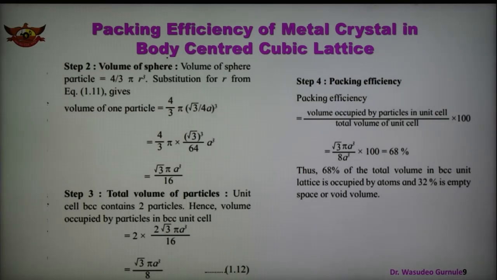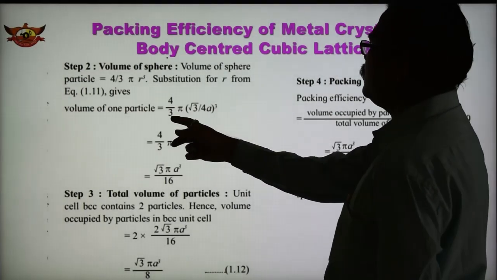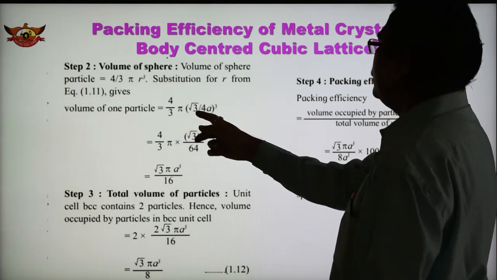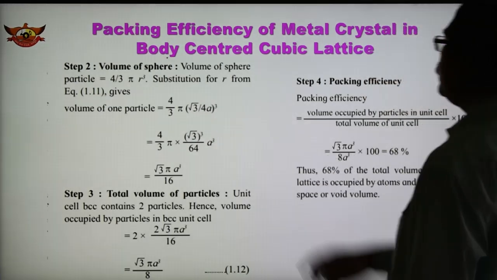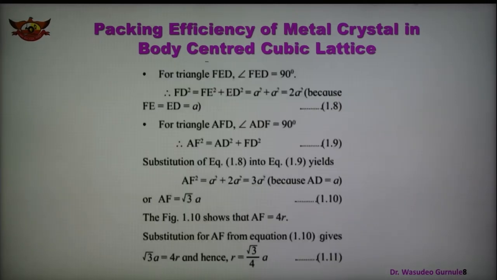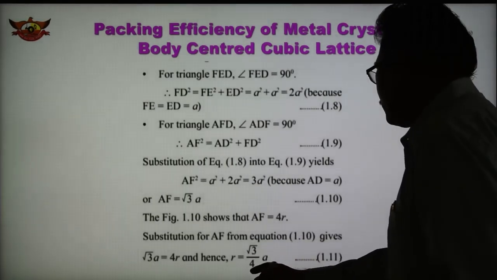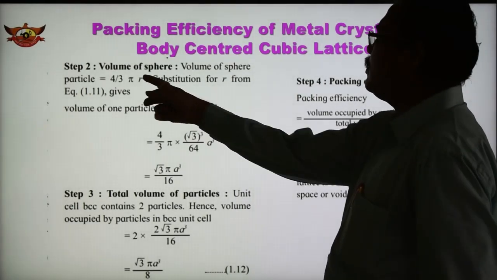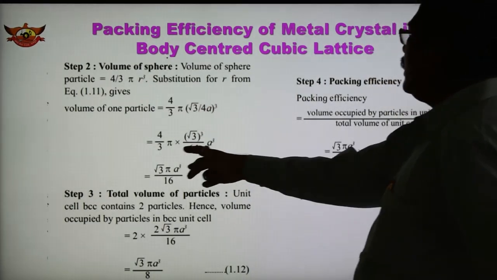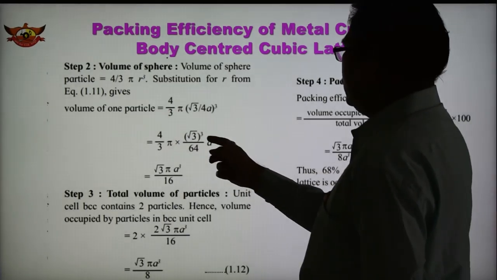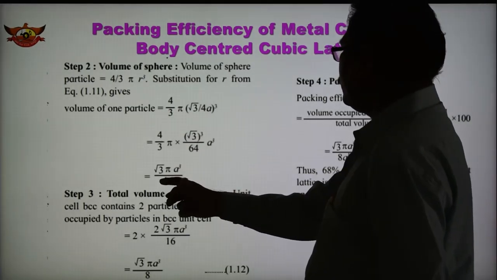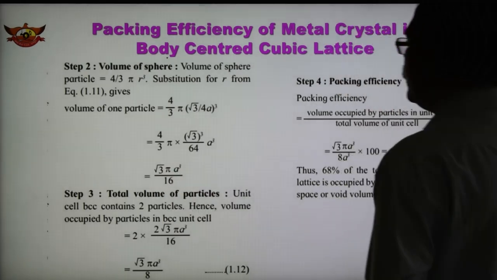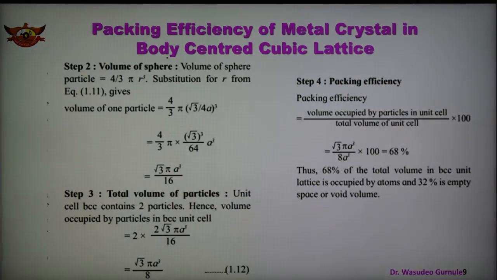So we obtained here 4 by 3 pi, R की वैल्यू दिया है स्क्वायर रूट ऑफ 3 अपॉन 4A क्यूब. So R की वैल्यू इसमें दिया है, ये देखो, square root of 3 upon 4A. तो पुट द वैल्यू हियर ऑफ द R. सो दिस इज द फॉर्मूला, R की वैल्यू ये क्यूब हो गया, and after solving, multiplying both these terms, we obtain the square root of 3 pi A cube upon 16. This is the volume of sphere of the particle. This is the volume of one particle.